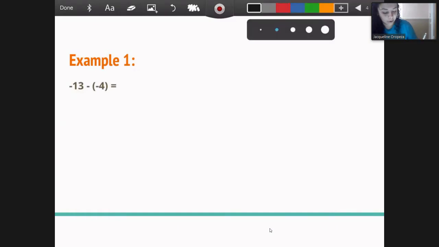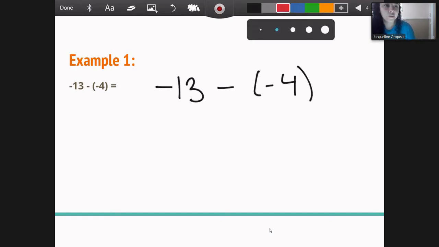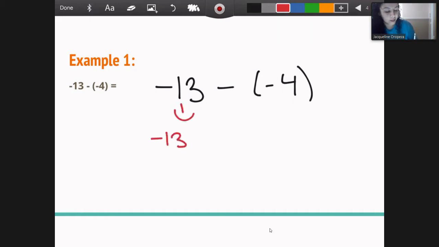I'm going to rewrite my problem. If I have negative 13 minus negative 4, I have subtraction, so I'm going to change it to addition by keeping my first number the same, changing my subtraction to addition, and changing my second number to its opposite. My second number here is a negative 4, so its opposite is a positive 4.